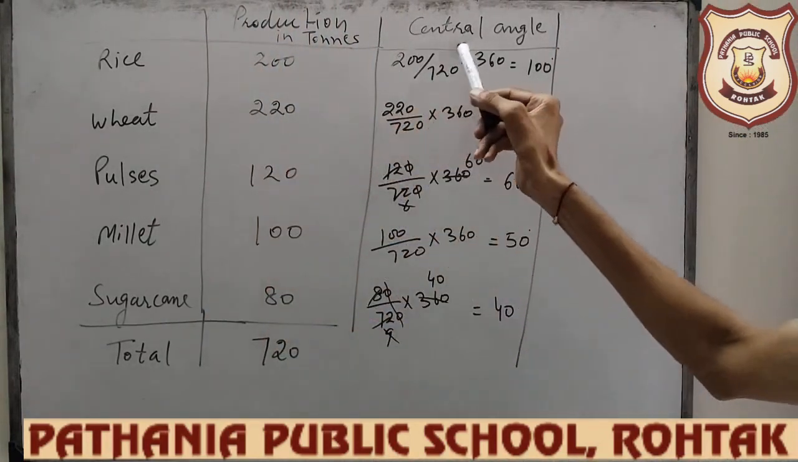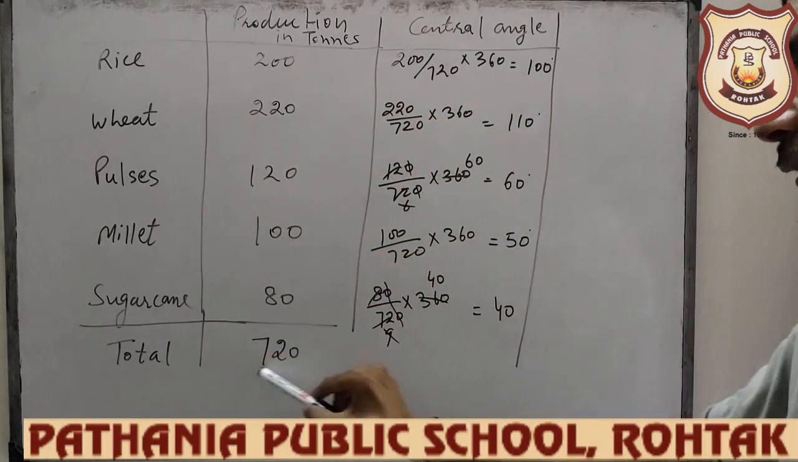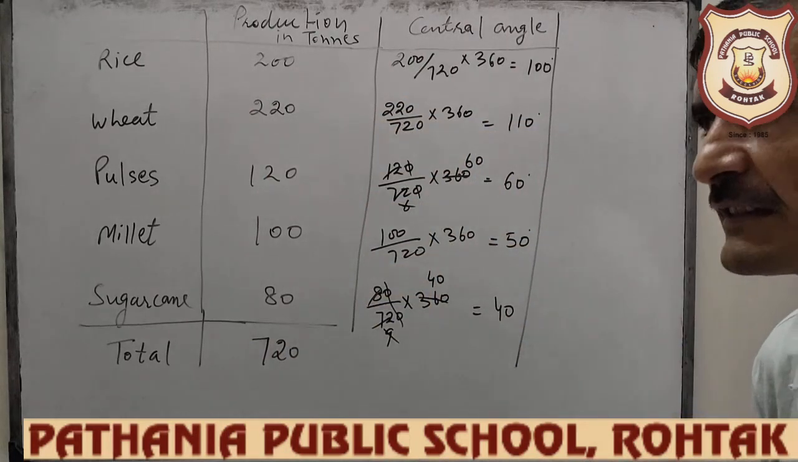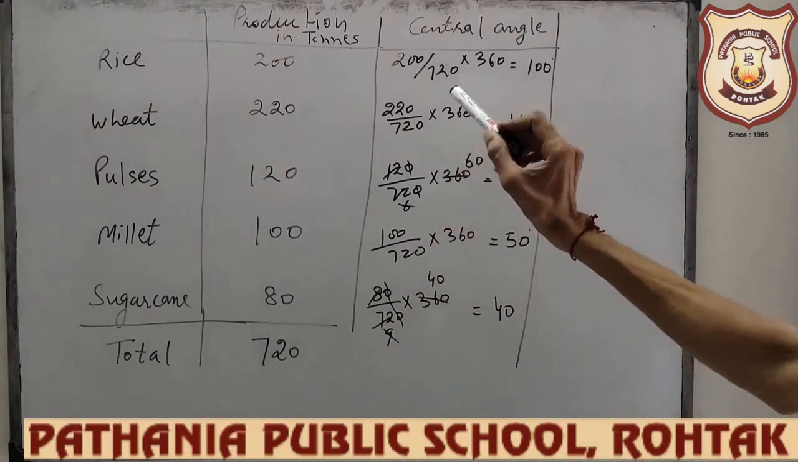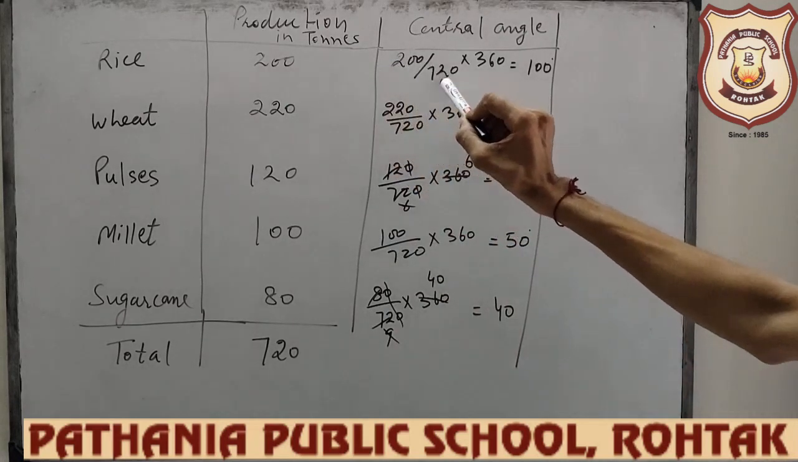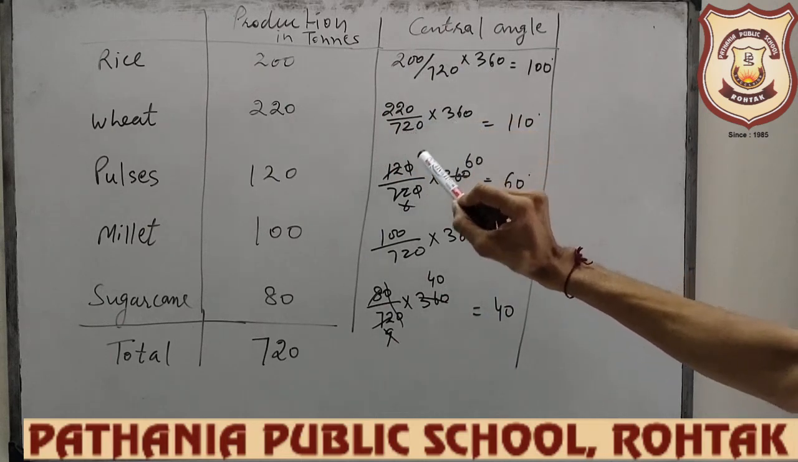So first you should check the central angles. Now the total of all these is 720. This time percentage is not given. If percentage is given, then total is 100. But now what is the total? 720. So how can you find the central angle? Given upon total into 360. Given upon total into 360.